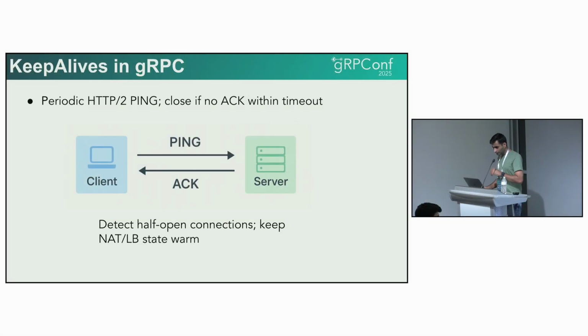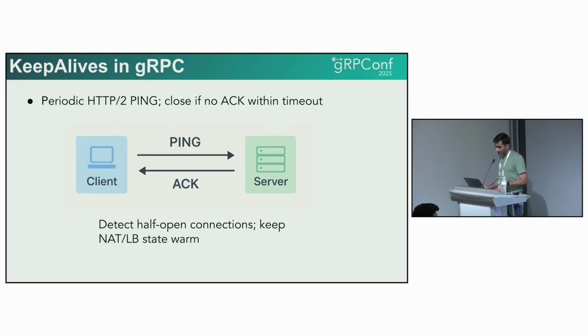The last thing I want to talk about is KeepAlives. KeepAlives are early warning systems for us. They can help us detect a lot of things, for example Wi-Fi flips, an idle connection drop, or a mobile sleep. They also help keep the NAT and load balancer mappings warm, so that the link the load balancer maintains doesn't expire quietly.